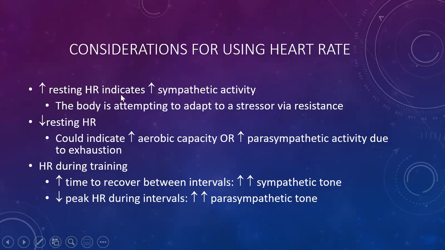So when we look at an increased resting heart rate, if I take my normal heart rate when I wake up in the morning and it's mid 40s and the next day it's mid 50s, I've had a jump in resting heart rate. This tells me that there's an increase in sympathetic activity. And how I interpret this is the body is attempting to adapt to a stressor via resistance. So my body is in an elevated sympathetic state, and it is resisting the hard workout that we did the day before. I'm trying to prevent my body from going into exhaustion. That's essentially what the resistance phase is.